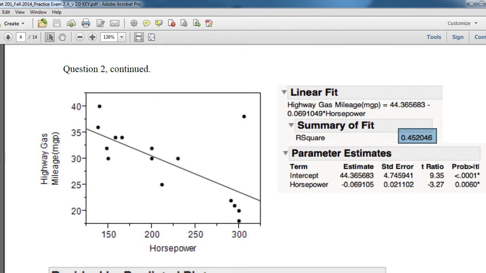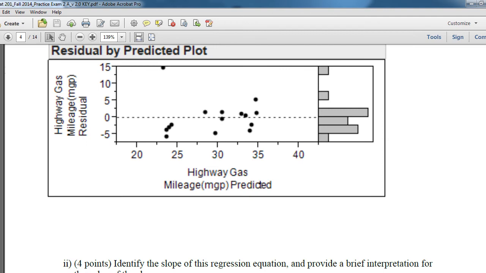Both of those indicate to you that the correlation is negative, because when horsepower goes up, highway gas mileage goes down. Definitely negative correlation right there.